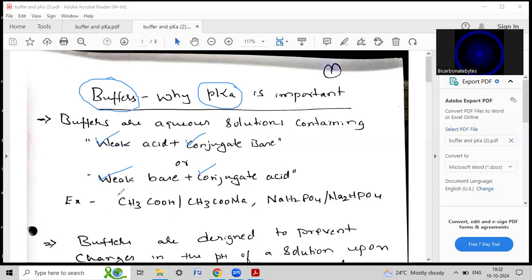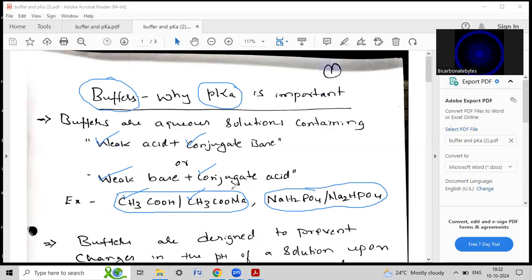I've given a couple of examples here. This is a combination which involves sodium acetate as the conjugate base, along with the acid, which is acetic acid. This is sodium dihydrogen phosphate, which acts as the acidic component of the buffer, and disodium hydrogen phosphate, which acts as the basic, or rather the conjugate base, of the buffer. You can replace sodium with potassium as well. So all the varieties are available as commercial compounds. You can use whatever you like.